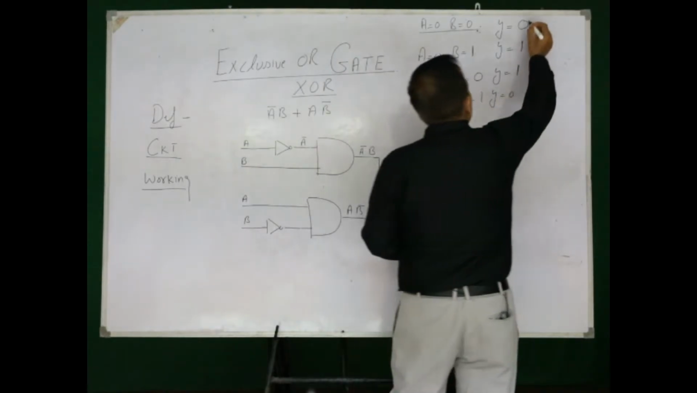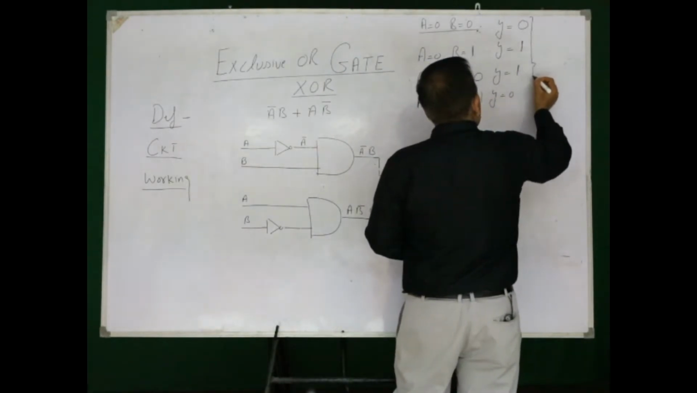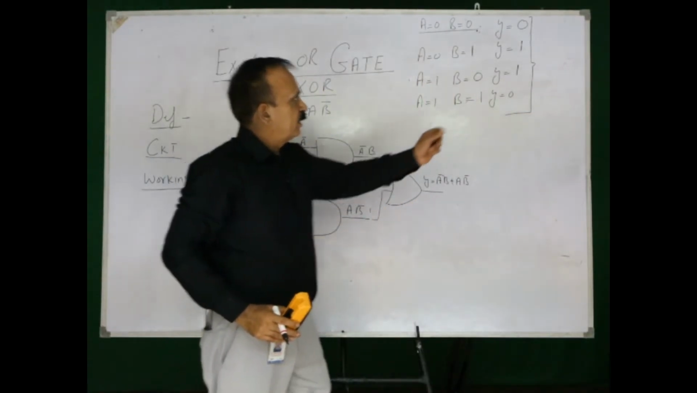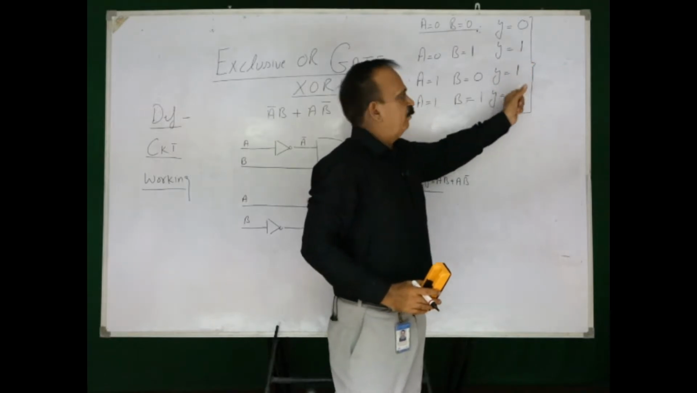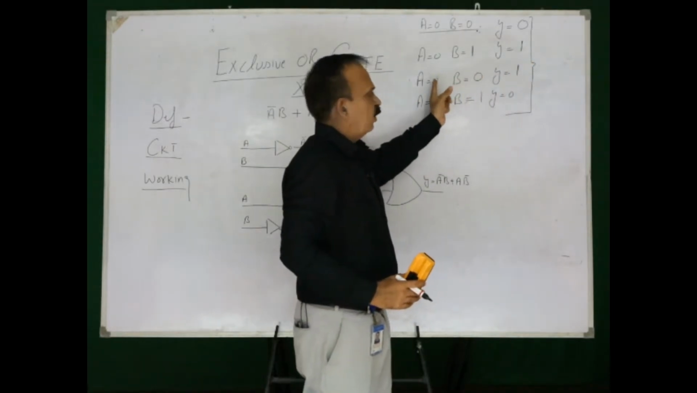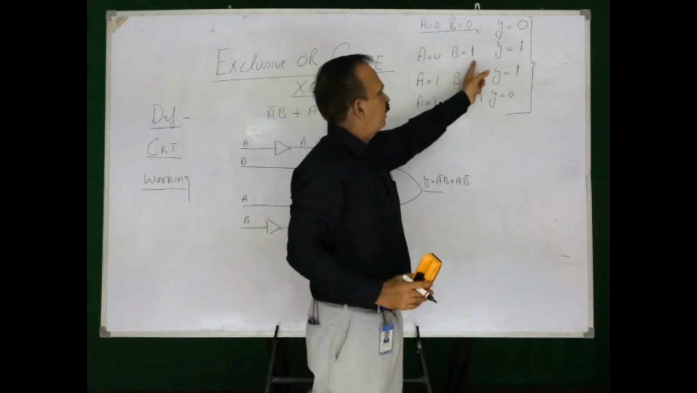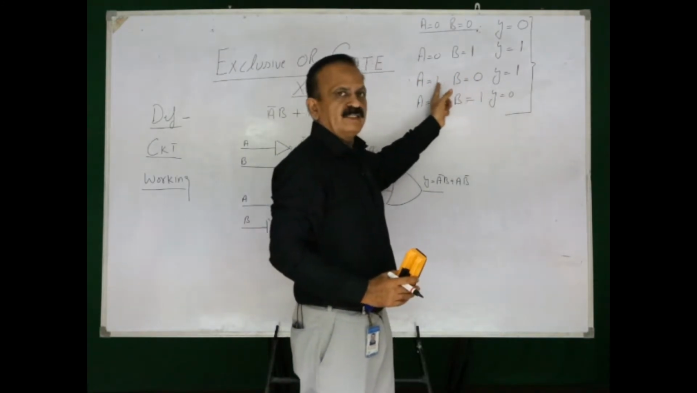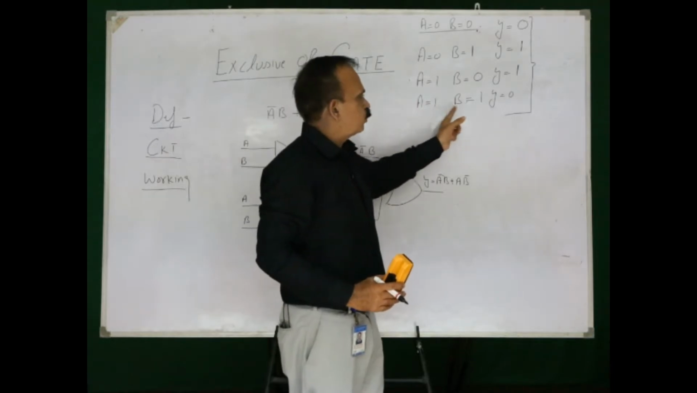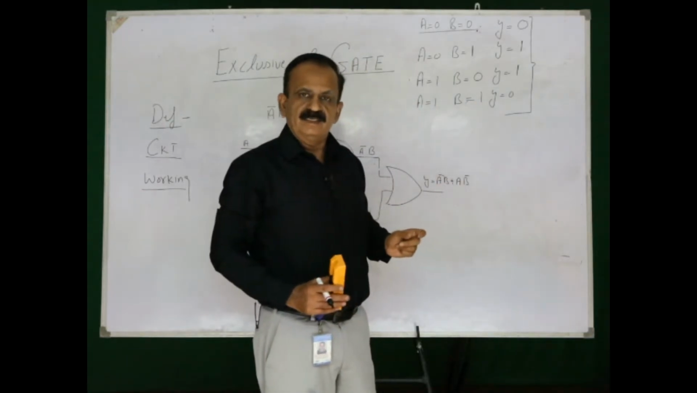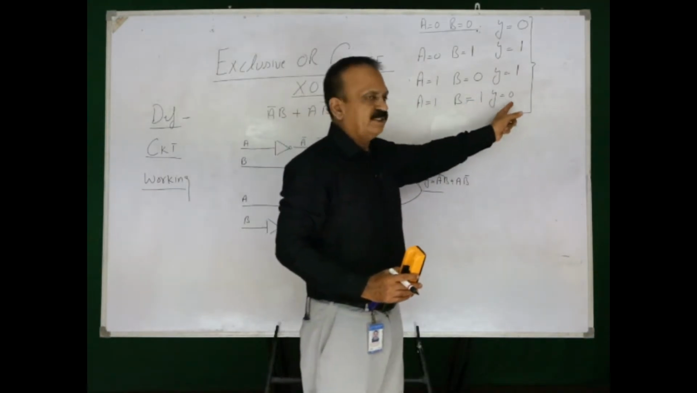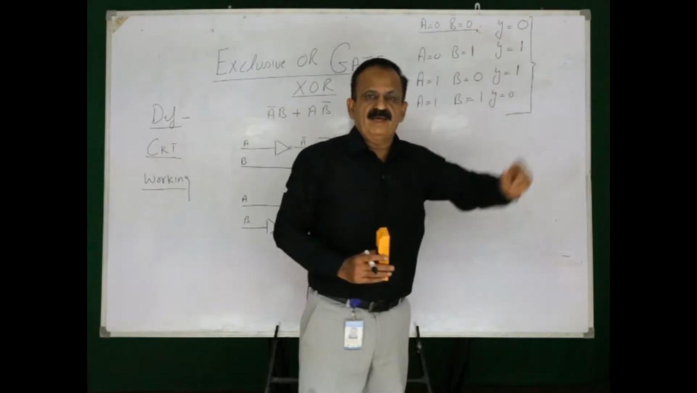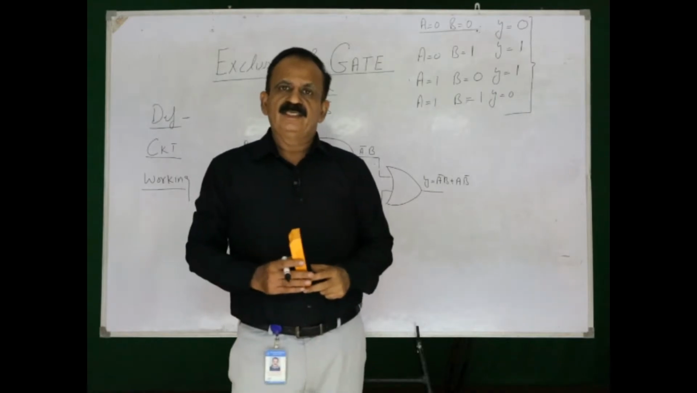I hope from the working the definition of the gate is very clear. The output is high when the number of high inputs is odd. In this case only one input is high, that is an odd number. In this case one input is high, that is an odd number. In this case two inputs are high, that is an even number, that is why y is 0. Here no input is high, again the value of y is equal to 0.